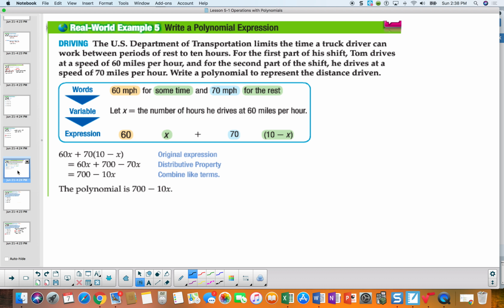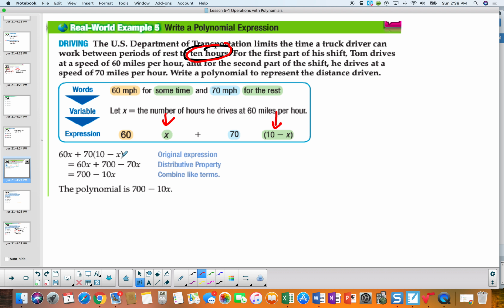Okay, let's take a look at applying by writing a polynomial expression. We have a truck driver, and he has to work a 10-hour shift. So some of these hours that he's going to drive, his first shift is at 60 miles an hour, and his second shift is at 70 miles an hour. So we're going to let x be his first shift, and so the number of miles he'll drive is 60 times x. Now the leftover from 10 will be 10 minus x, and the remainder of his shift will be at 70 miles an hour.